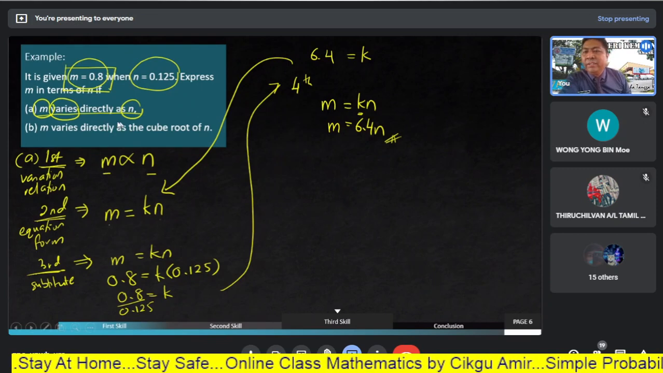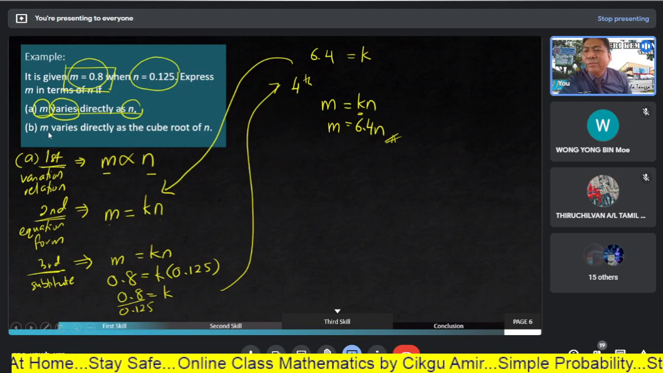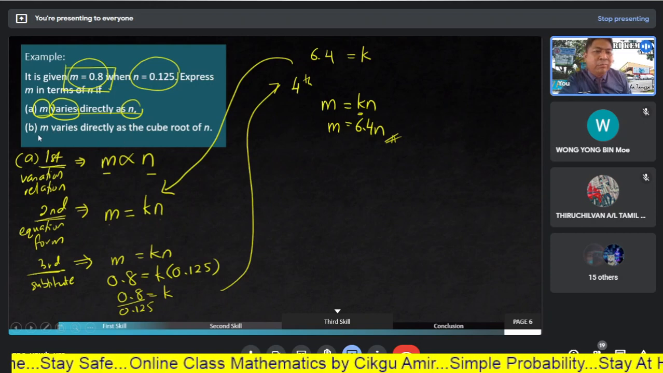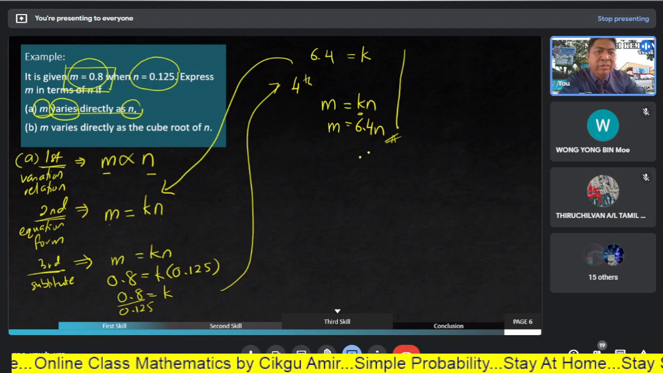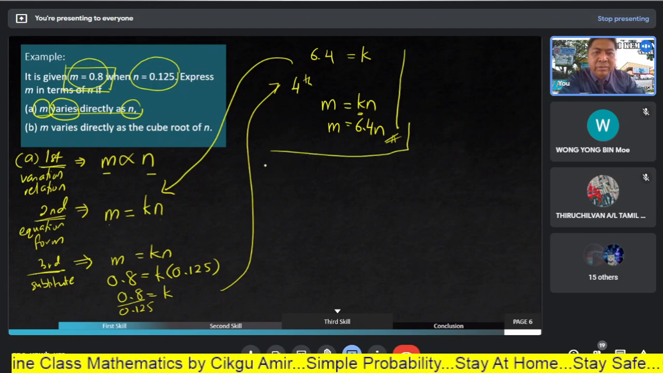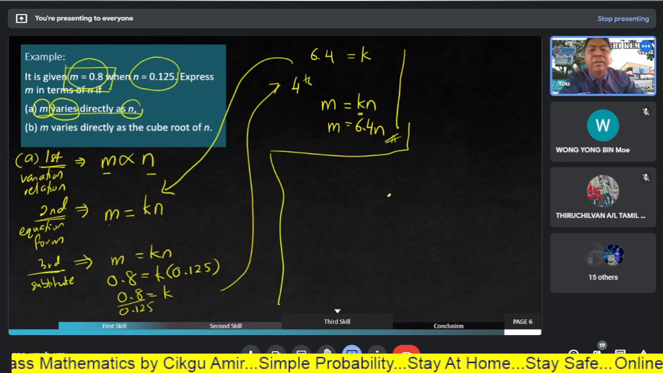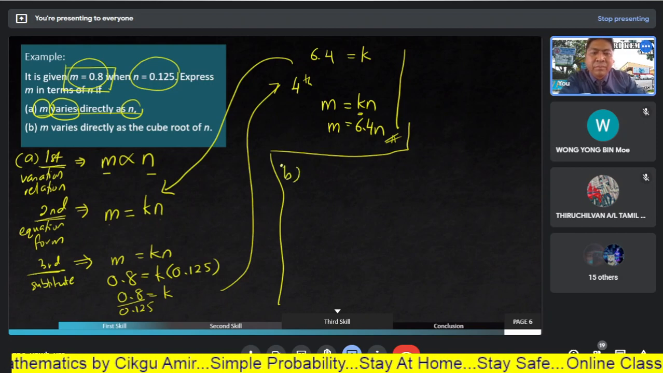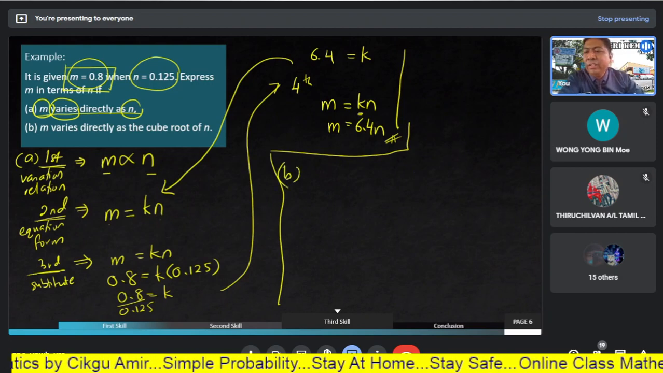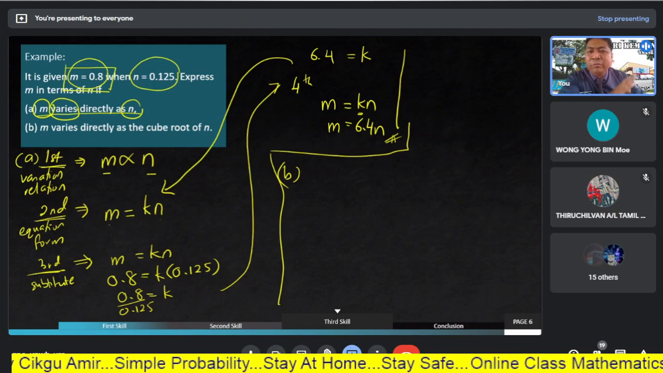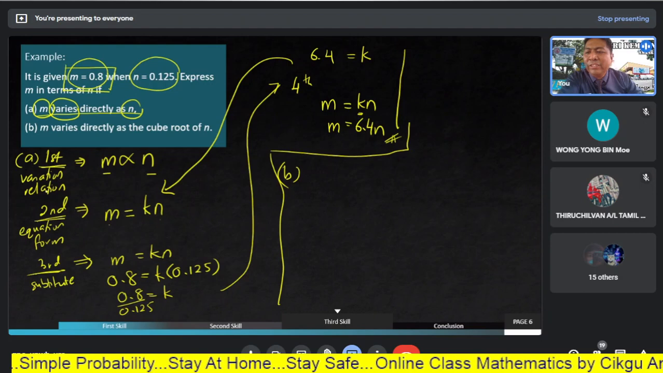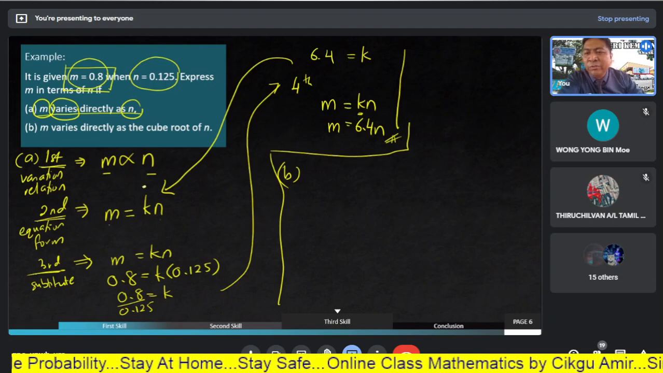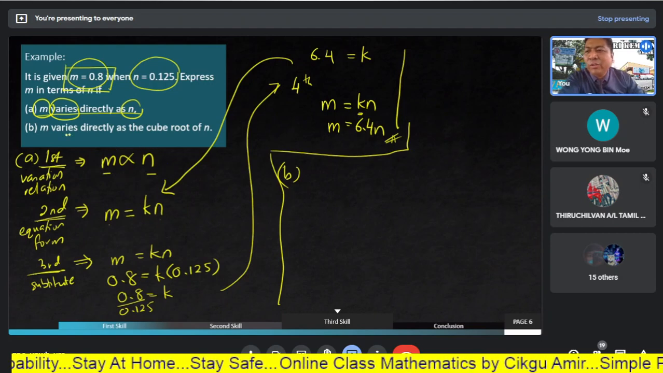We finish A. Selesai A. Sekarang kita tengok B. Okay, selesaikan B, using menggunakan 4 langkah ini. The first step is variation relation. Kena buat yang ini dulu. Okay, macam mana nak buat?